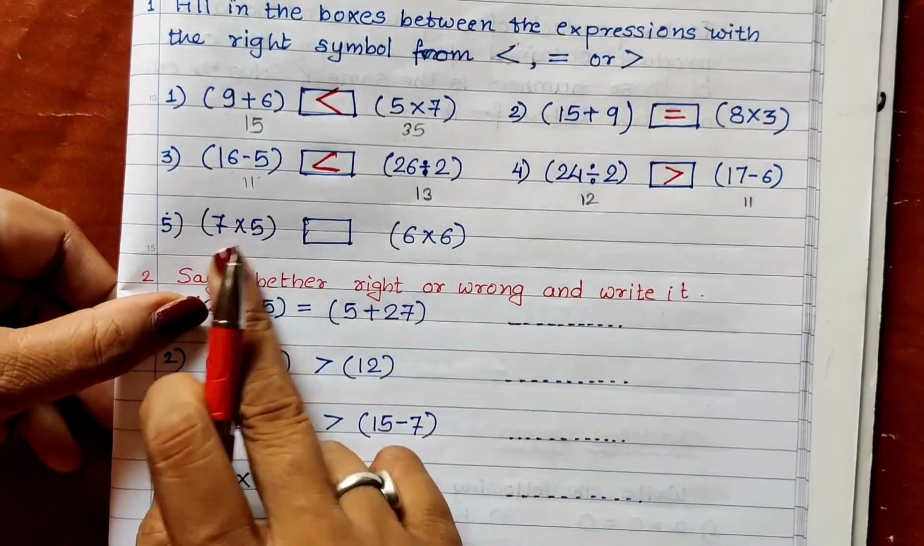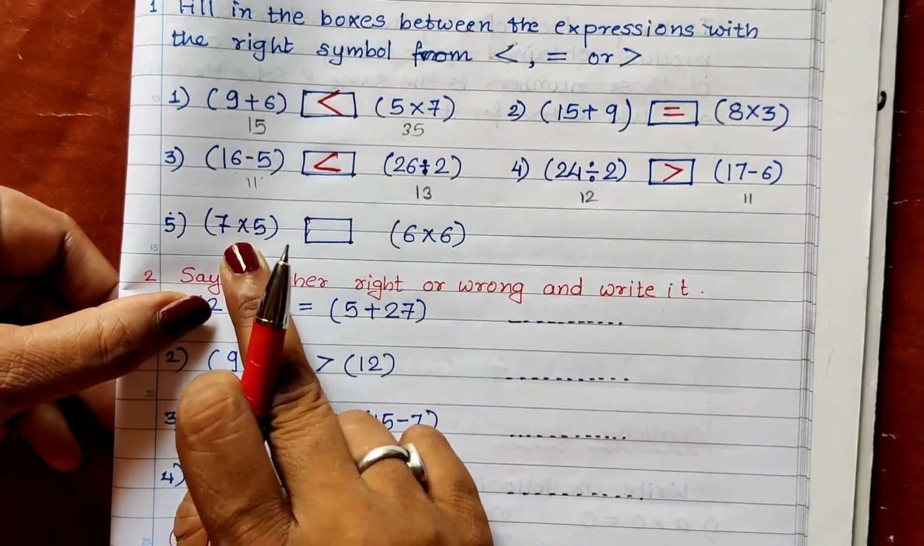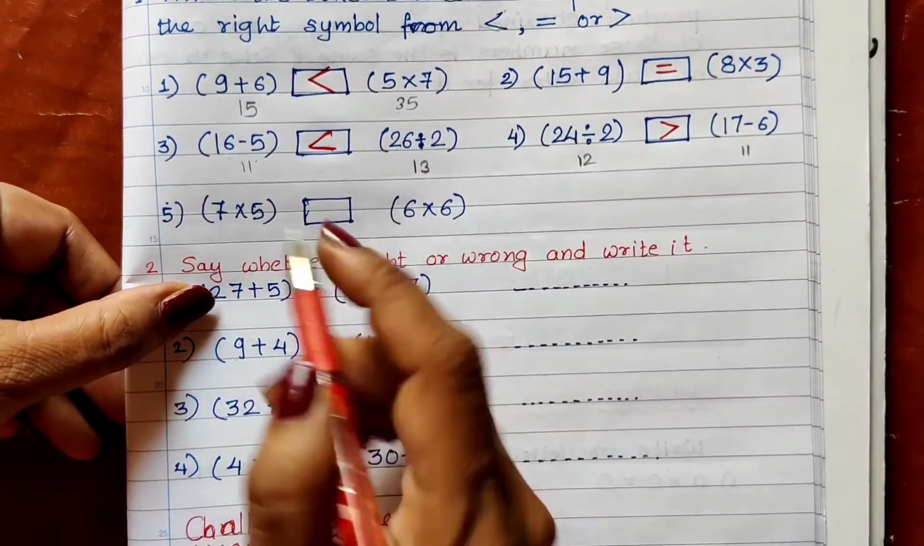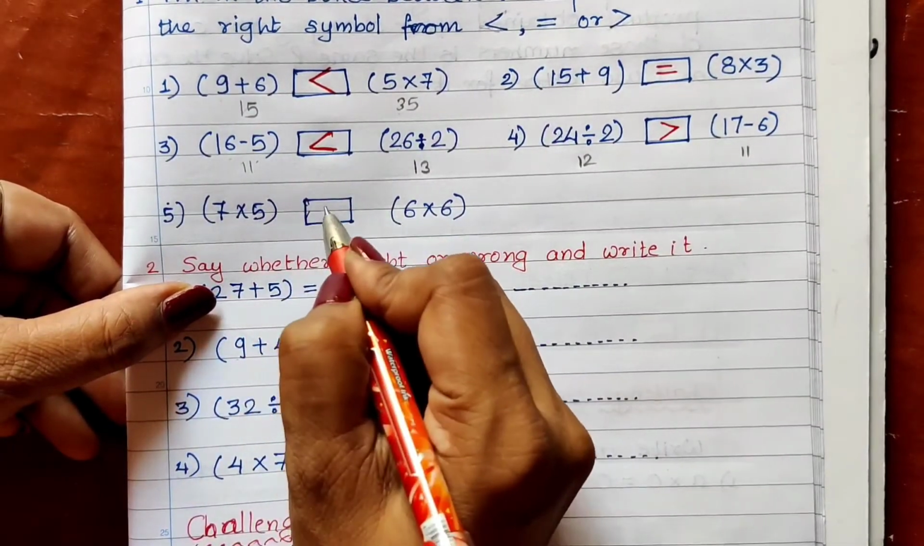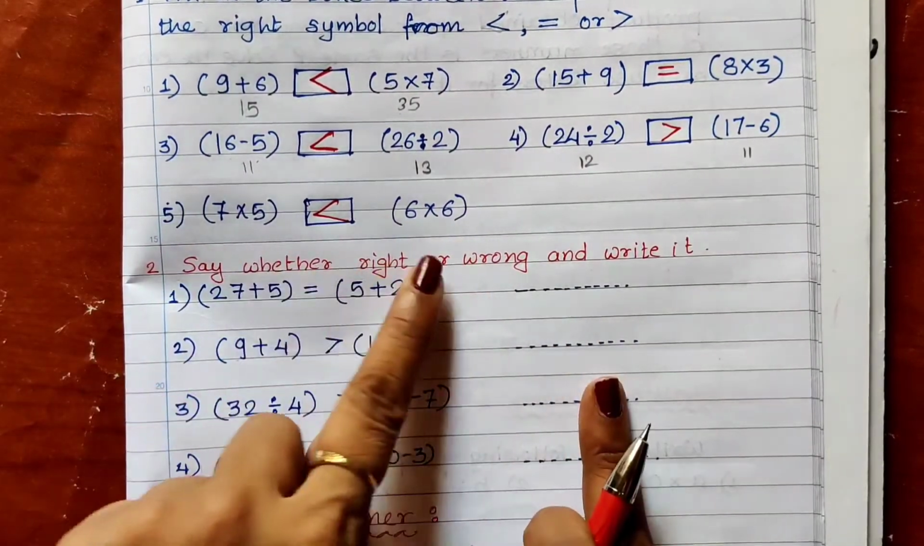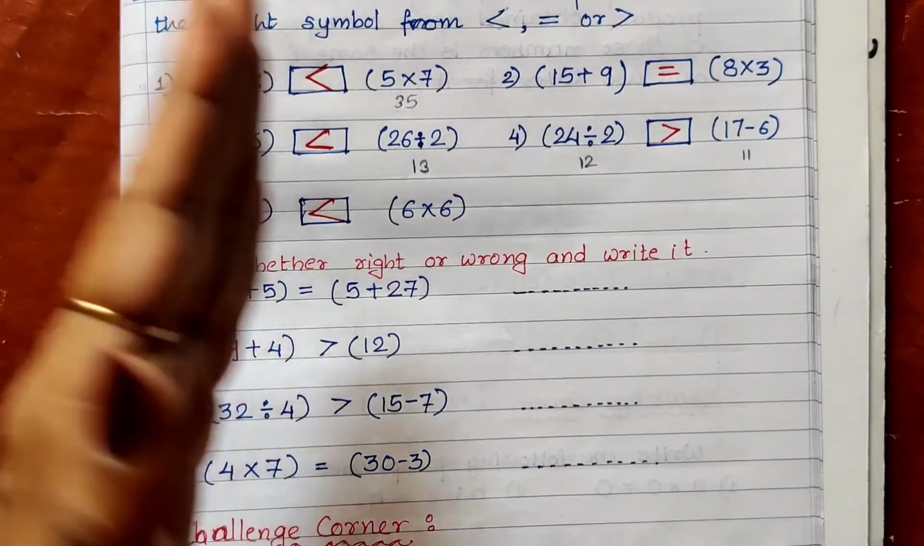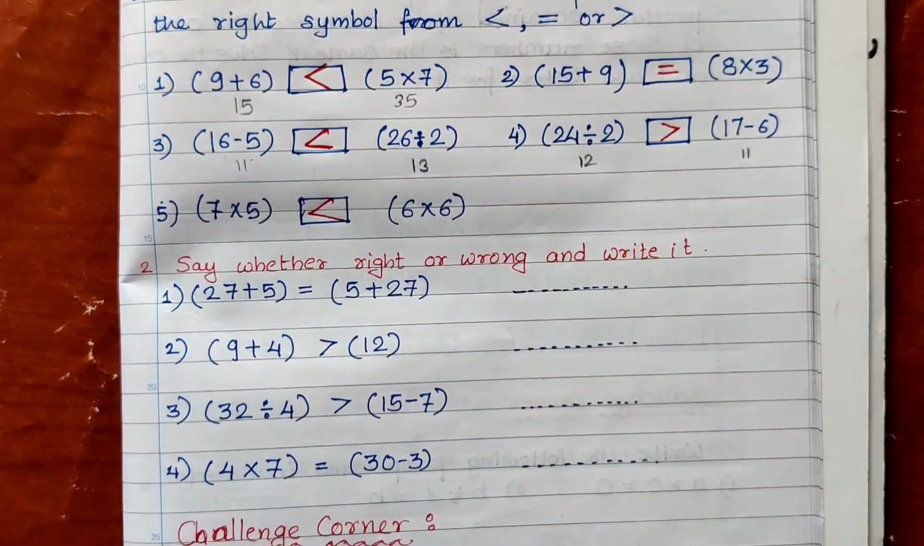Next one, 7 5s are 35 and 6 6s are 36. 35 is smaller than 36. That is why 7 into 5 is smaller than 6 into 6. 7 5s are 35, 6 6s are 36. So in this way you have to calculate the left side, the right side, and put the symbol carefully.